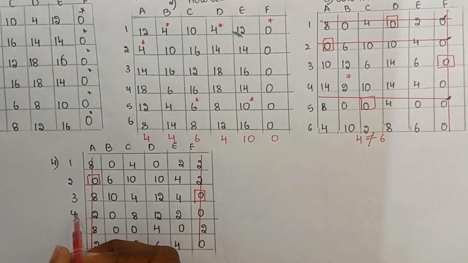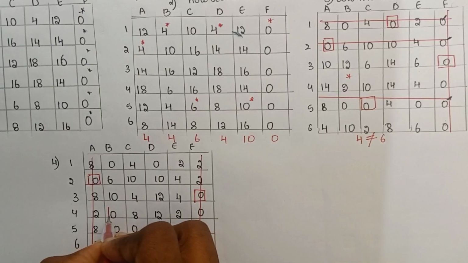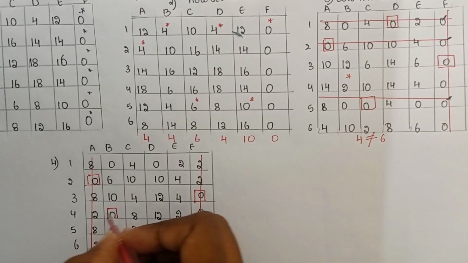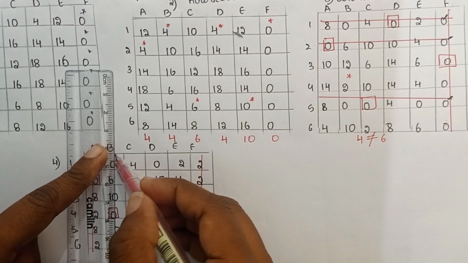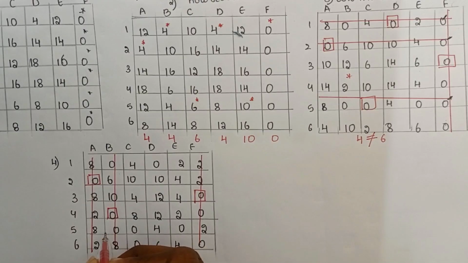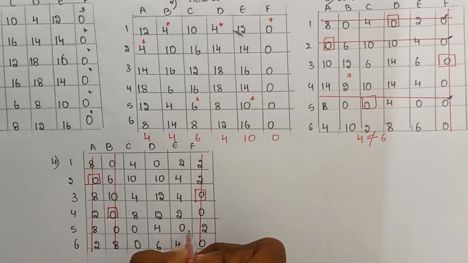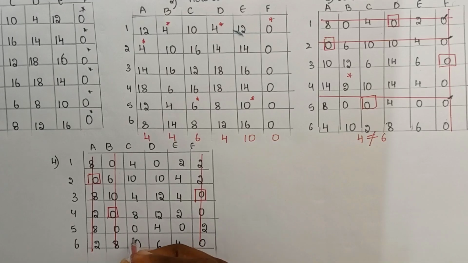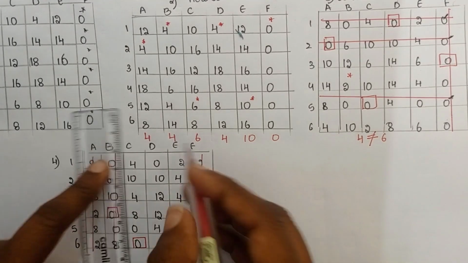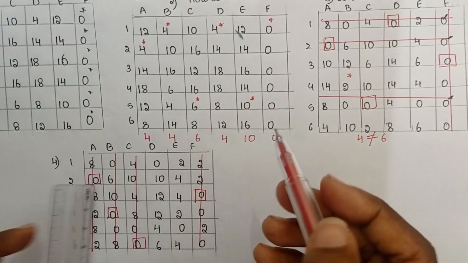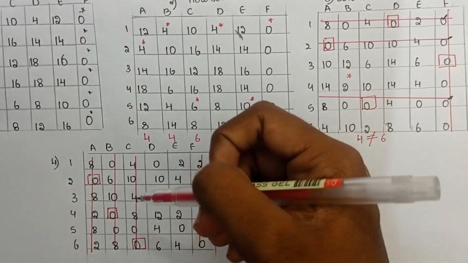Okay, in the fourth row I have 1 zero, so I will mark that 0 and I will strike off that particular column. In the fifth row I have 2 zeros, so I will skip that. In the sixth row I just have 1 zero, so I will mark that and I will strike off that column. Now we have to do the column scanning.